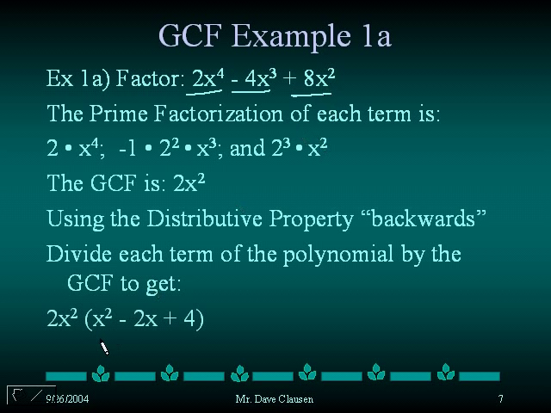x squared divided by x squared is 1. And that will be the prime factorization. And our answer, the prime factorization to factor 2x to the fourth minus 4x to the third plus 8x squared, is the greatest common factor, 2x squared, times the trinomial x squared minus 2x plus 4.